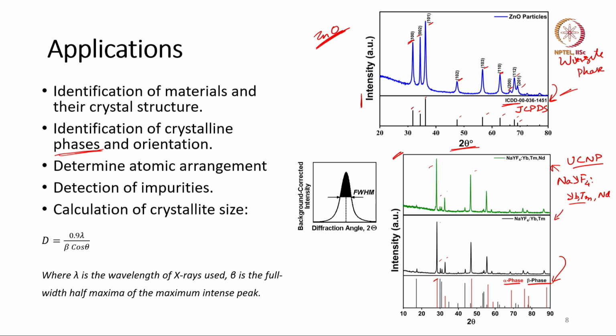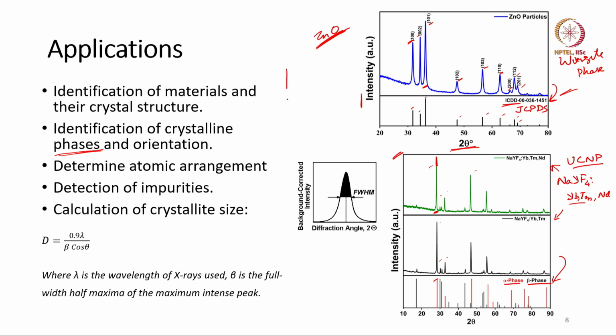Another thing I want to discuss, which you might have noticed, is that some peaks are really sharp and some peaks are broad. So what is peak broadening, and what is determined by the sharpness of the peaks? The sharpness of the peaks is determined by the amount of crystallinity in the sample. The more crystalline your sample is, the sharper your peaks will be, and the more amorphous your material is, the broader your peaks will be. This is called peak broadening, or the sharpening of the peak.